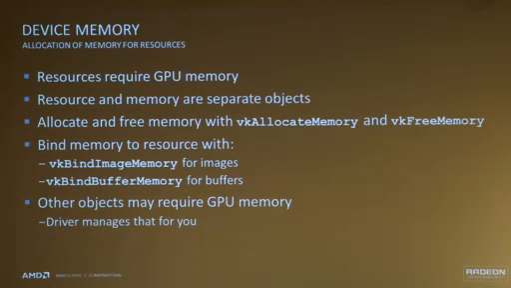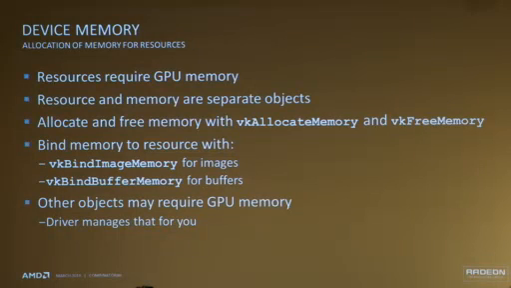So most resources on the GPU require some GPU memory, and this is memory that is usually physically attached to the GPU. It might be special dedicated memory, but it's memory that's at least accessible to the GPU. And in Vulkan, the resource, which is an image or a buffer or a texture, is a separate object from the memory allocation. One memory allocation can host or hold many resources, and you can even put them on top of each other and do crazy stuff with them.